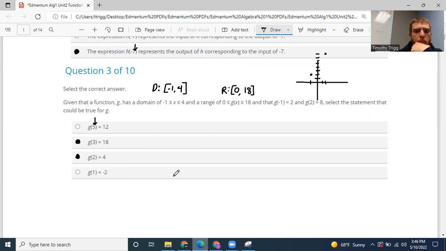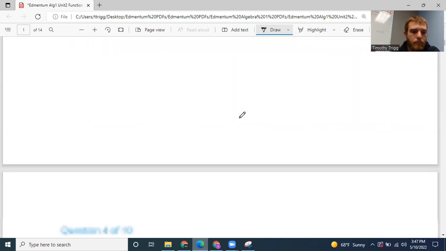Select the statement that can be true. Oh, actually, this one can't be true. This is a tricky one. But notice it says g of 2. g of 2 is 8. So you can't have g of 2 being 8 and also have g of 2 being 4. So this is wrong, because you can't have an input of 2 and have 2 different outputs. We learned that in the last lesson.